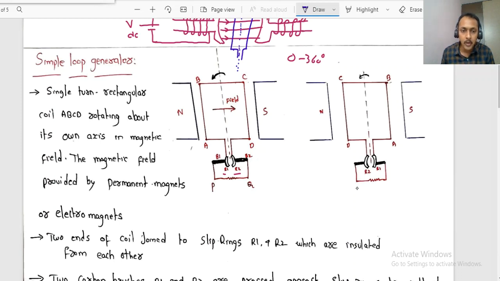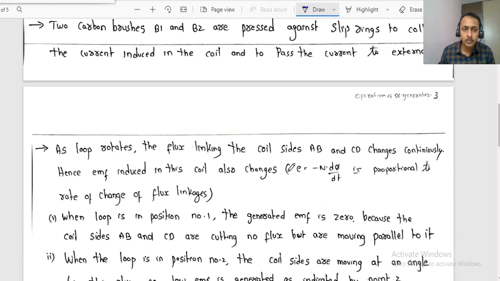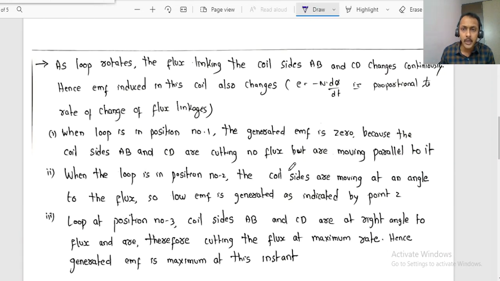B1 and B2 indicate the carbon brushes. These brushes are pressed against the slip rings in order to collect the current induced in the coil and to pass that current to any external load connected. Now, depending upon its rotation, the positions of the coil sides AB and CD change continuously.